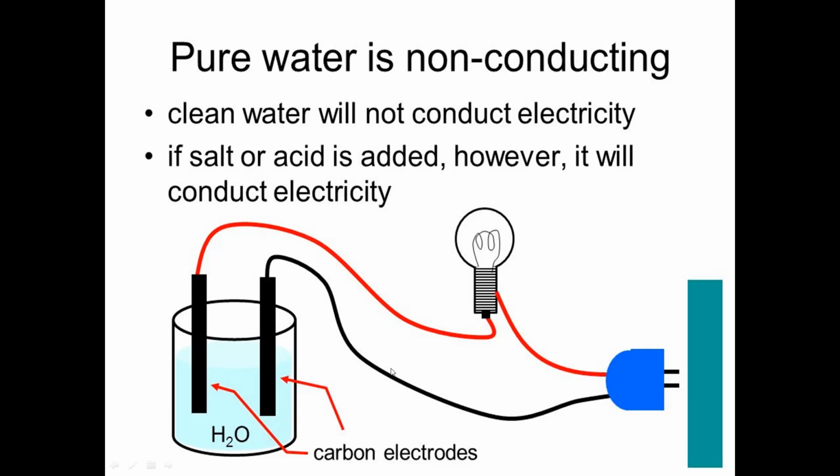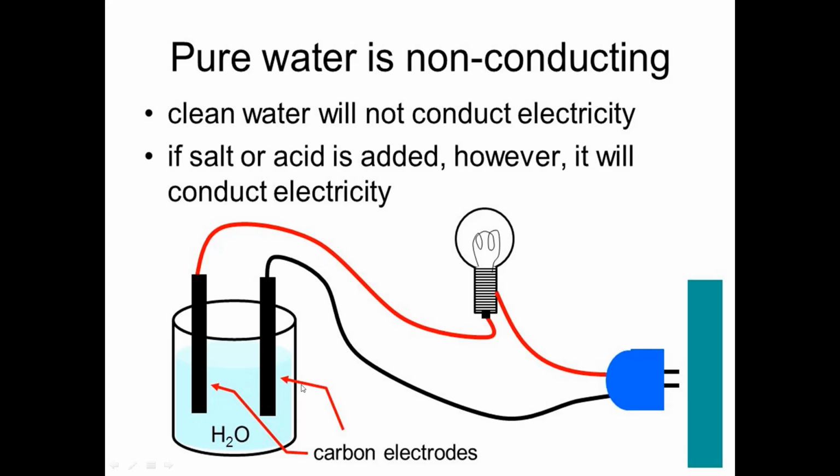In this experiment, we have connected the electrodes, and also we have taken a bulb here to check the flow of electricity. When we took plain clean water, it's not a solution, it's just clean water, then there was no flow of electricity here. The bulb was not glowing. But when we added salt or acid into this clean water, and now this water has changed to salt water, the solution, now the electricity starts flowing.